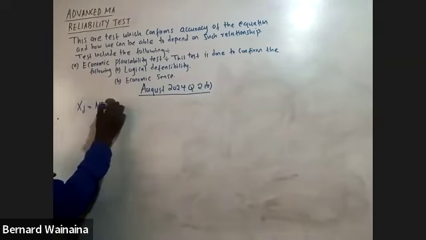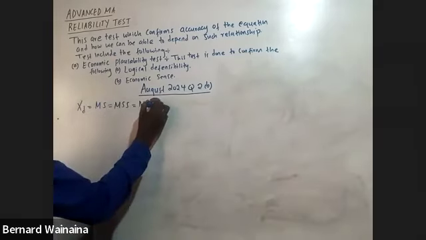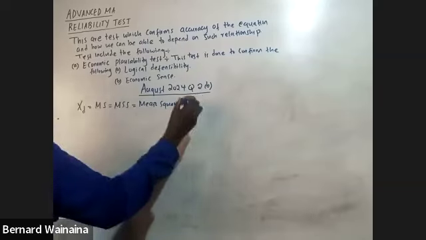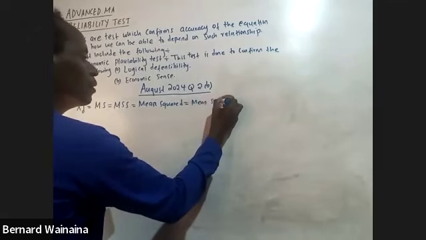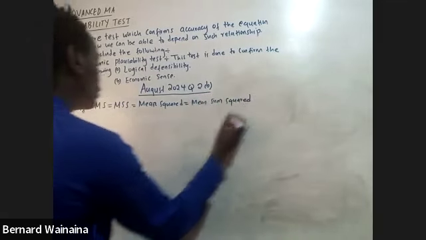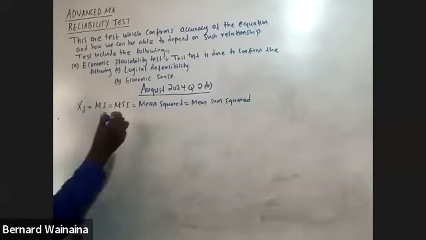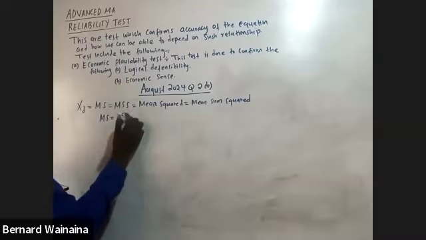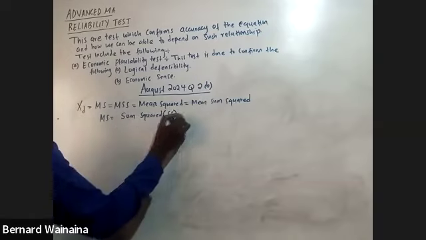Sometimes you may have used the word MSS, mean sum squared. So mean squared or mean sum squared. It is equal to the mean sum squared. Now, how do we get it? The mean squared is equal to the sum squared. Let me write it in full: sum squared, which is SS. Can you see it?